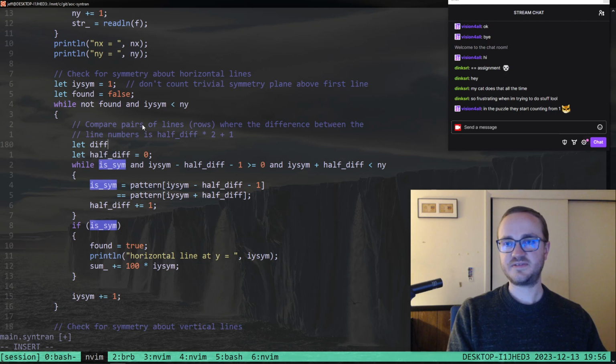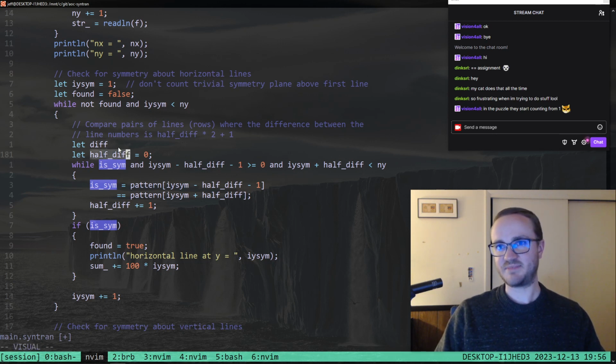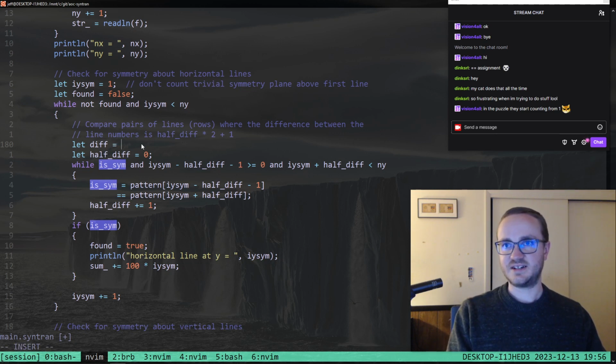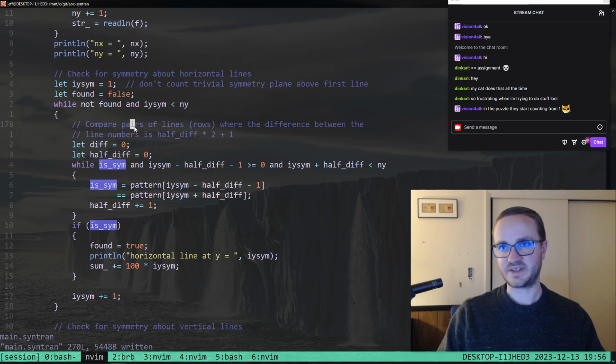So diff, maybe I want to call it dist. I don't know. It's going to be confusing no matter what I name it because you're going to think it's related to half diff, but it isn't. I think this comment is still okay. I won't delete that.